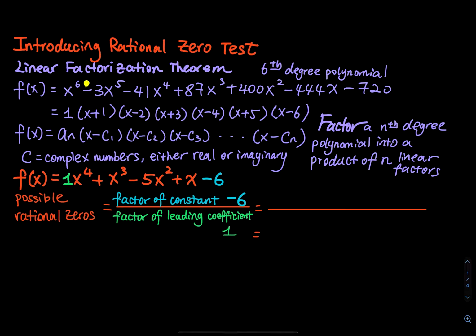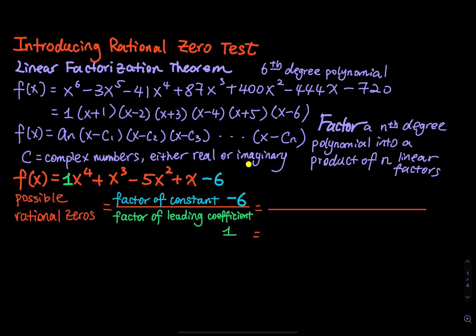So if you have a 7th power, then you are going to get 7 parentheses. If you have a 20th power, you are going to get 20 parentheses. If you have a 51 degree, then you are going to get 51 parentheses. In general, suppose we have an nth degree polynomial, we say that f of x is equal to a sub n, which means the leading coefficient, and then x minus c1, multiplied by x minus c2, x minus c3, and all the way to x minus cn. And then c is a complex number, either real or imaginary.